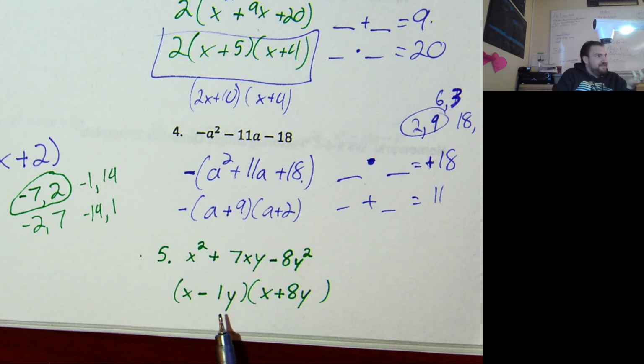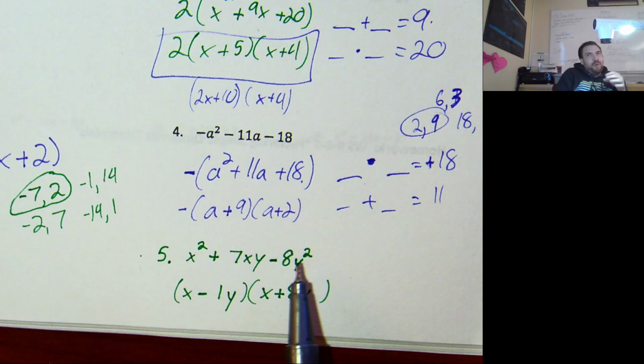Oh, it makes perfect sense. Because the negative 1 times that positive 8 is what's going to give you that negative 8. So if I want it to be not negative 8, but now I want negative 8y squared, it's not just going to be negative 1 and 8 now, it's going to be negative 1y and 8y.